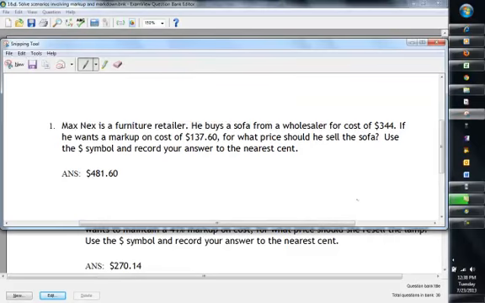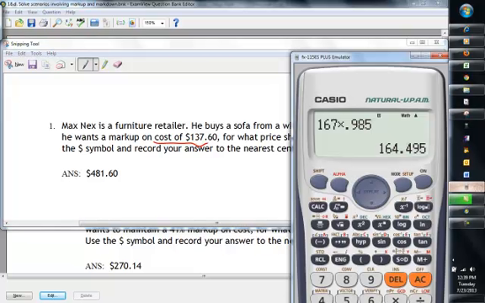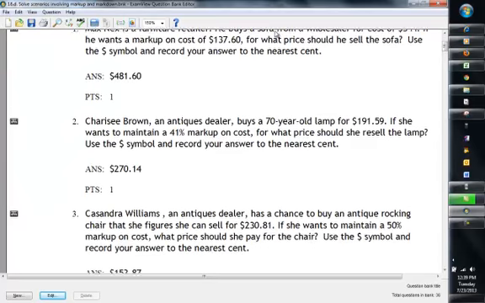Max Next has a furniture retailer. He buys a sofa for a wholesale cost of $344. If he wants a markup on cost of $137.60, what price should he sell the sofa for? Okay, so in this case, we would add those two together, $344 plus $137.60, and we get $481.60.